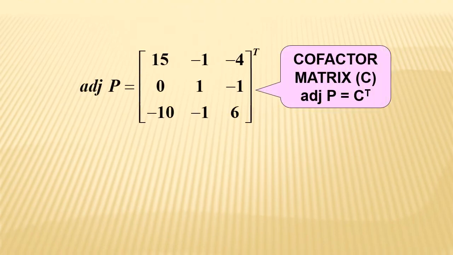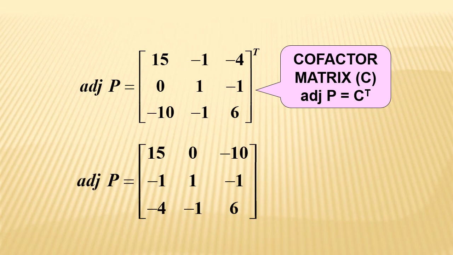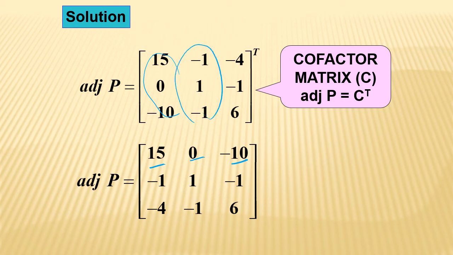The solution for example 3: the cofactor of P is equal to 15, negative 1, negative 4, 0, 1, negative 1, negative 10, negative 1, and 6. So the adjoint of P will be the transpose of the cofactor, which is equal to negative 15, 0, negative 10, and then negative 1, 1, negative 1, and then negative 4, negative 1, and 6.